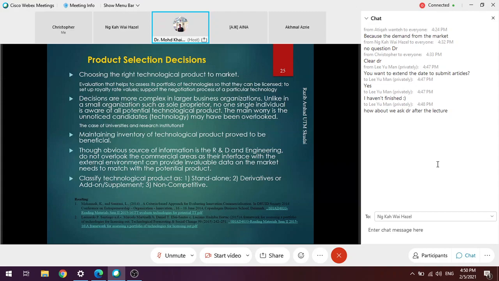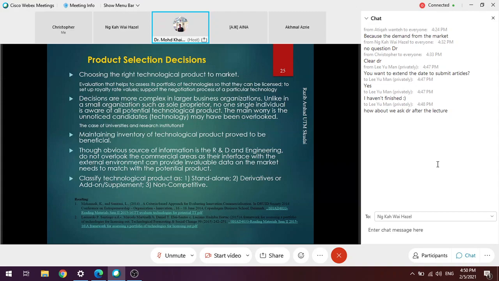Again, as I previously said, decisions are more complex in larger business organizations because of the bureaucracy, unlike in small organizations, which have a very limited number of team members and so on. So the main worry is the unnoticed candidates. A technology may have been overlooked, so you must look into the product selection properly.